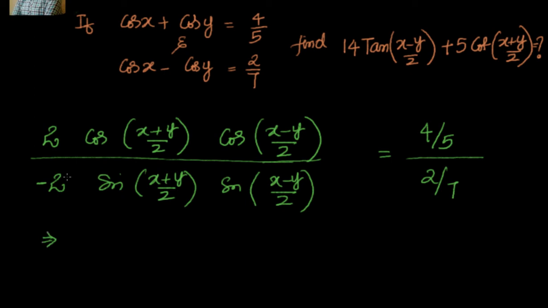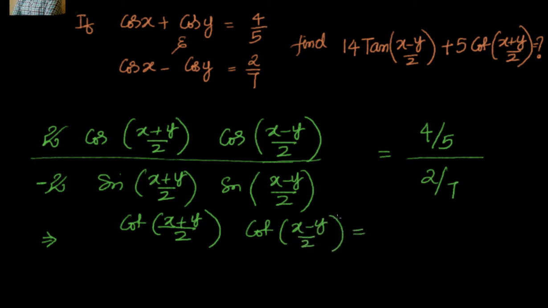Now let's simplify this. 2 cancels. Cos by sin is cot (x plus y)/2. So I have 1 cot (x plus y)/2, so I should be fine. That is cot (x plus y)/2 into, another thing I have is cot (x minus y)/2, equal to minus of 4 by 5 into 7 by 2. That is nothing but minus 14 by 5.